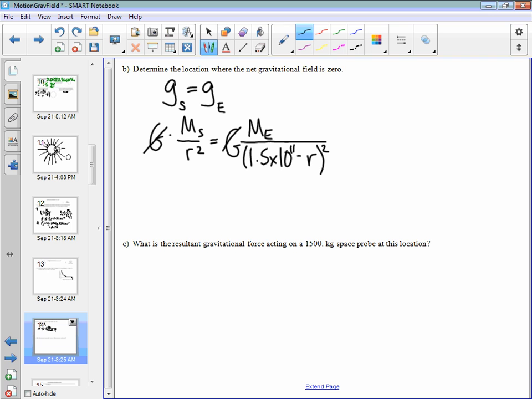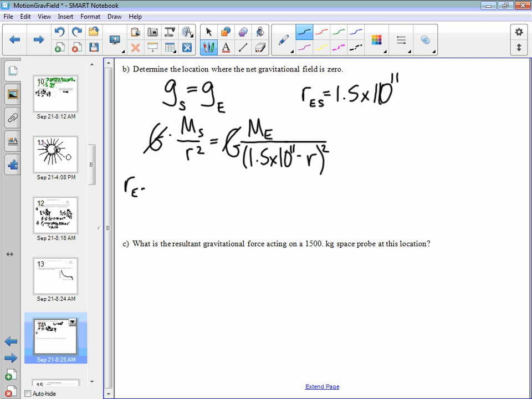So the G's are going to cancel out here, and you can do some algebra. I'm actually going to call this 1.5 times 10 to the 11th meters the Earth-Sun separation. R is wherever we are in between them. I'm looking for that location which equals 0. When you set this up, the equation that you end up with is basically 1.5 times 10 to the 11th minus R, squared, times the mass of the Sun, is equal to R squared times the mass of the Earth.